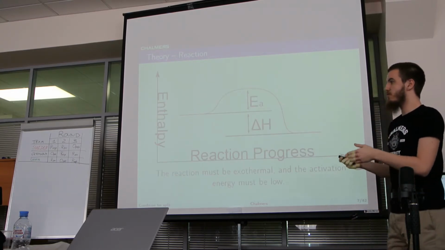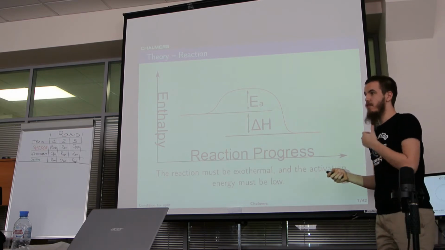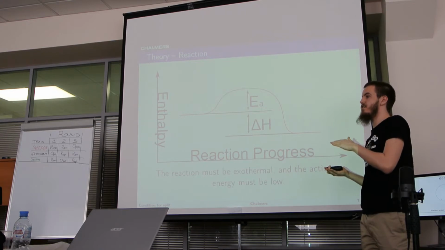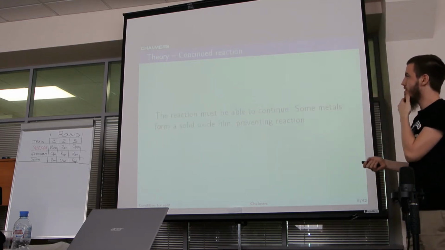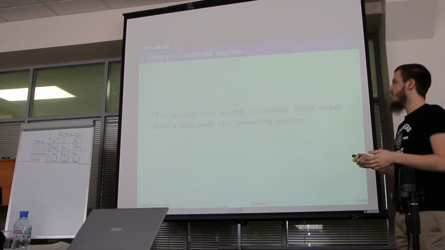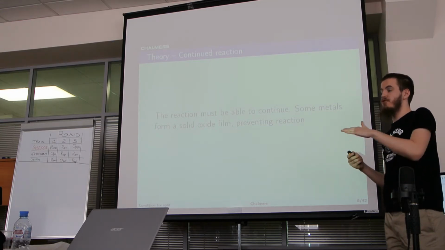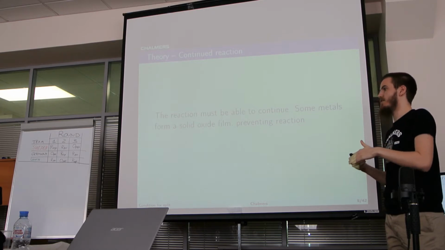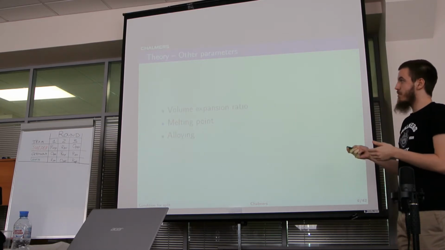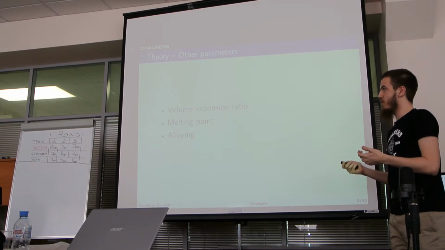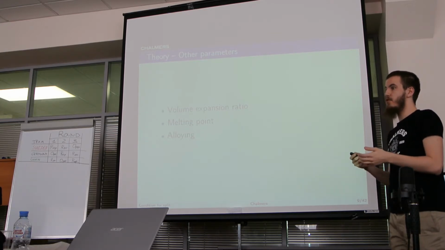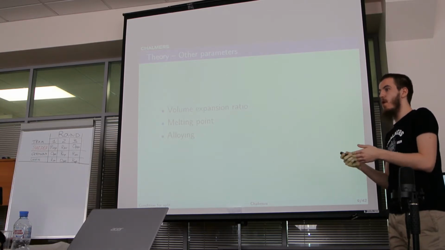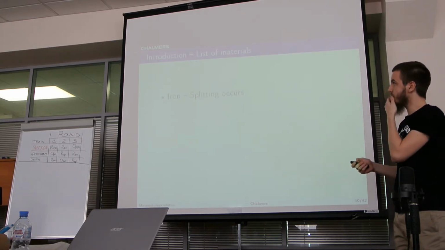So that's our explanation. So we need an exothermal reaction to make this able to happen, and it helps if the activation energy is low. The reaction must also be able to continue. Some metals form a protective layer of oxide when they oxidize, and then the reaction stops. Some other important parameters are the volume expansion ratio when oxidizing, the melting point of the metal and the oxide, and alloying changes a wide variety of parameters.